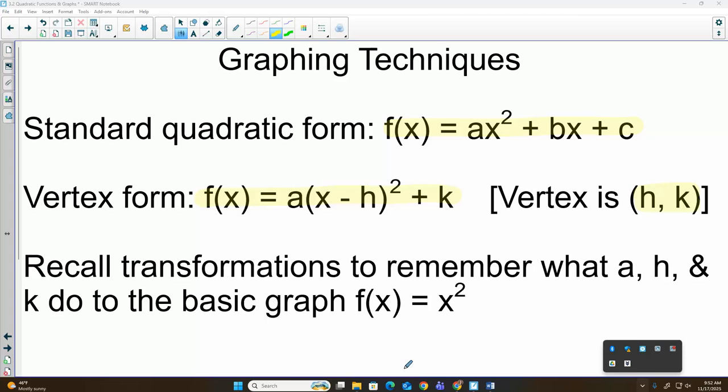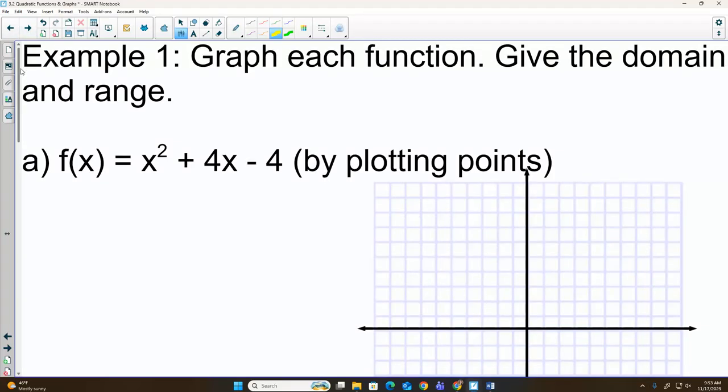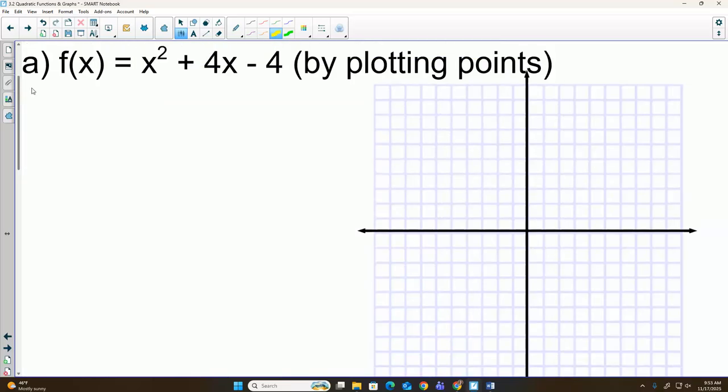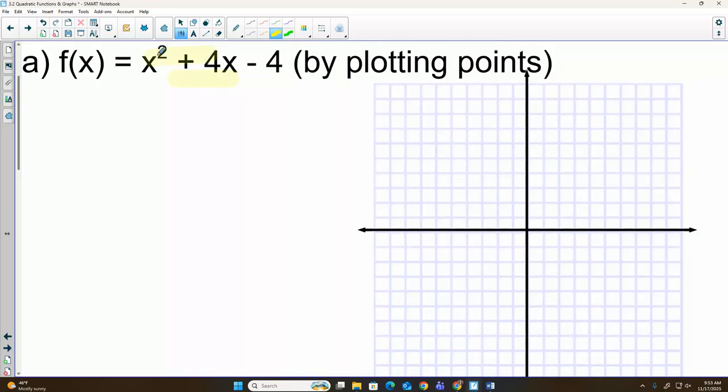Take f of x equals x squared plus 4x minus 4. Can we use transformations to graph that? Some of them we can. Is this one written so that you know left or right, up and down, how far we're moving? No. So let's go back to our standby. If we don't know what else to do, we can always plug in points. Let's see if we can figure out the graph of this, since we don't know how to do transformations on it.